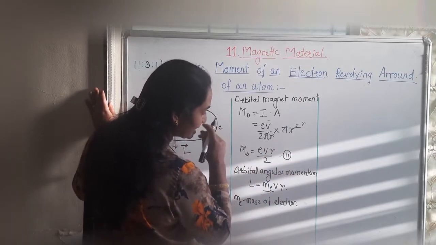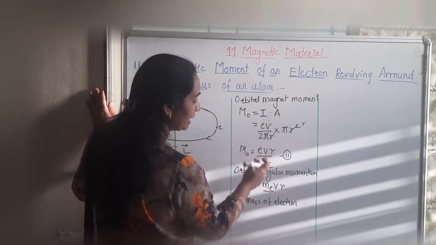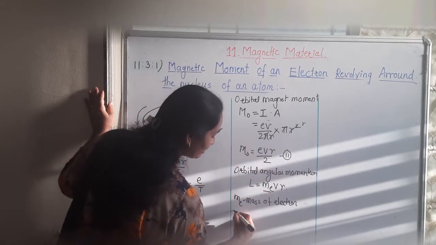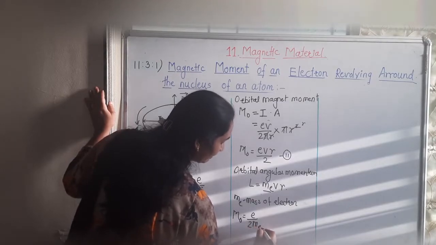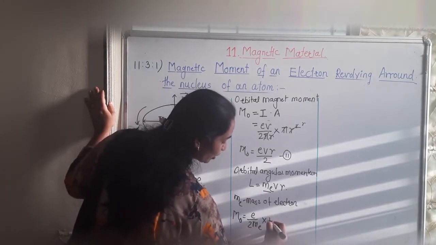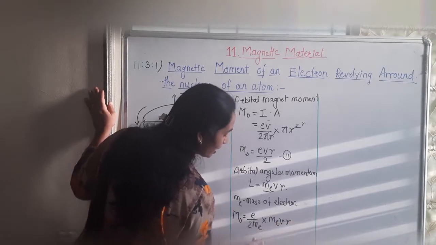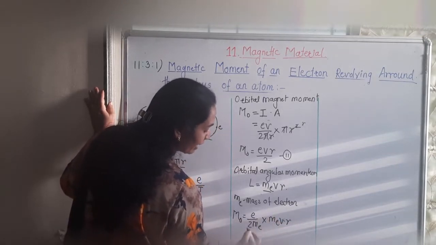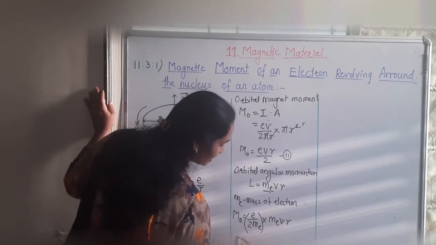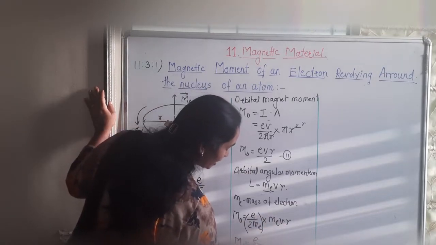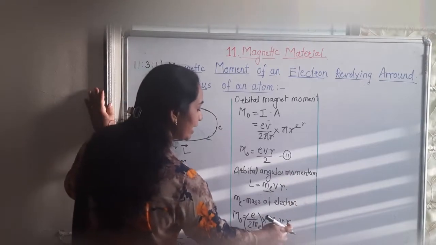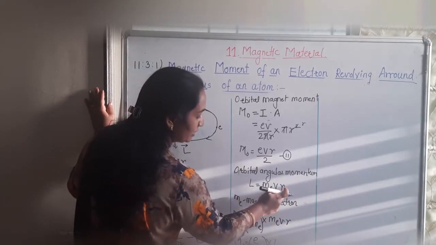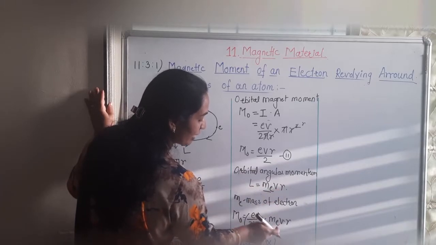Rearranging means multiplying and dividing by Me, the mass of the electron. The equation becomes M0 = (e/2Me) multiplied by L, where L is the value of m_e v r, the angular momentum.